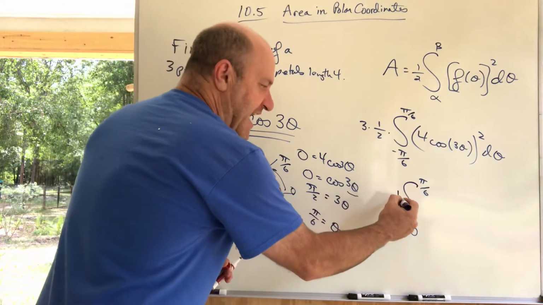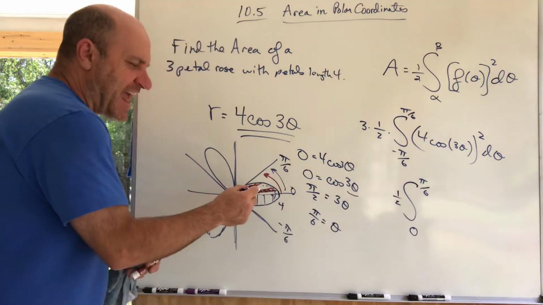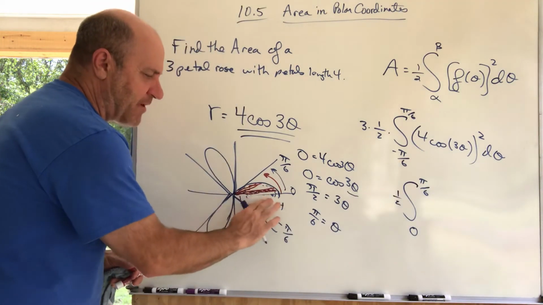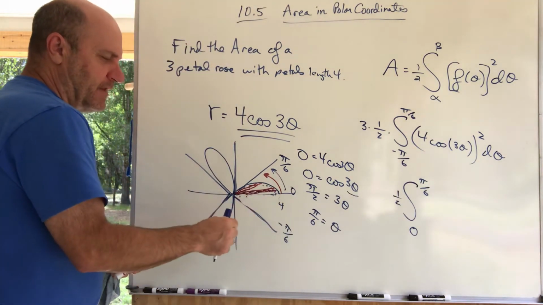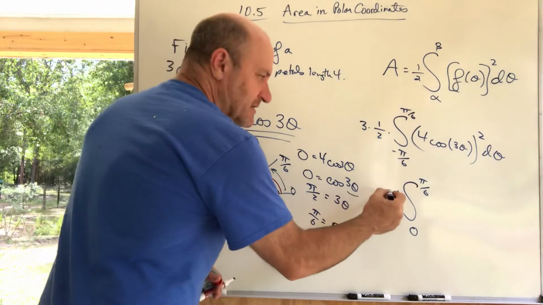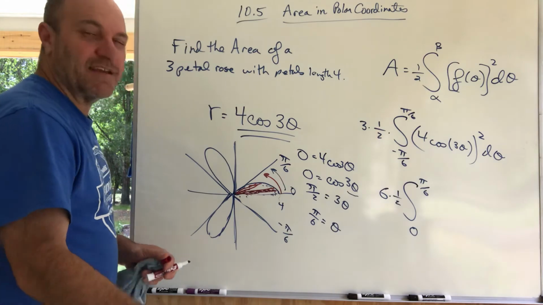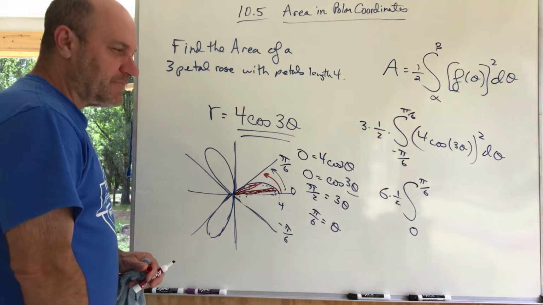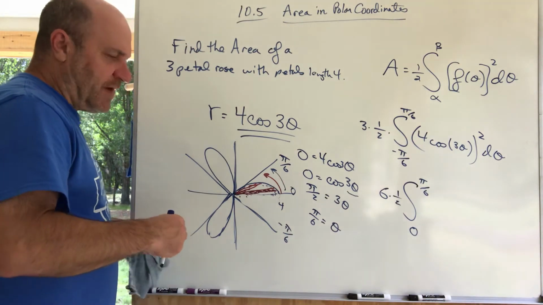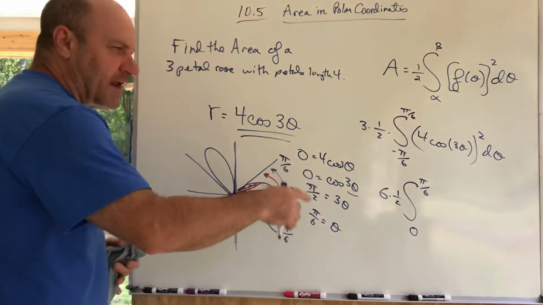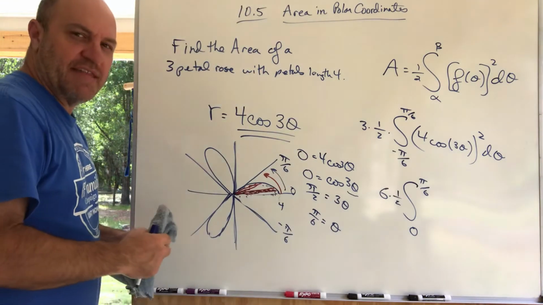That would work. There's a half out front, and then that's just half a petal. If I'm only doing half a petal, then multiply by 6 to get all of it. So I taught you all that, and I did all that work, and I should do one of these integrals. We should find this area.